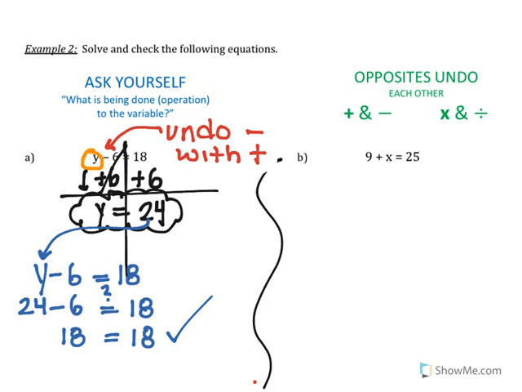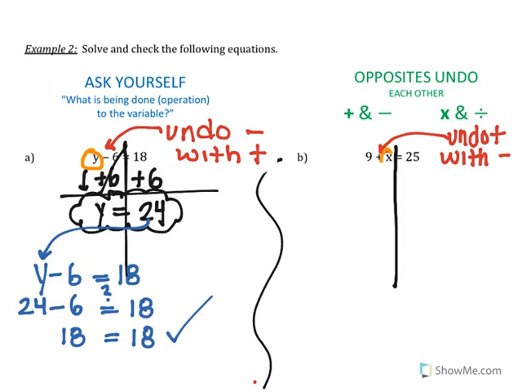Now this one looks a little bit different than the past two because the variable doesn't come first in the equation, but everything that we do is still the same. We need to first ask ourselves what operation is being done to the variable. I see addition, so we're going to undo addition with the opposite, which is subtraction.